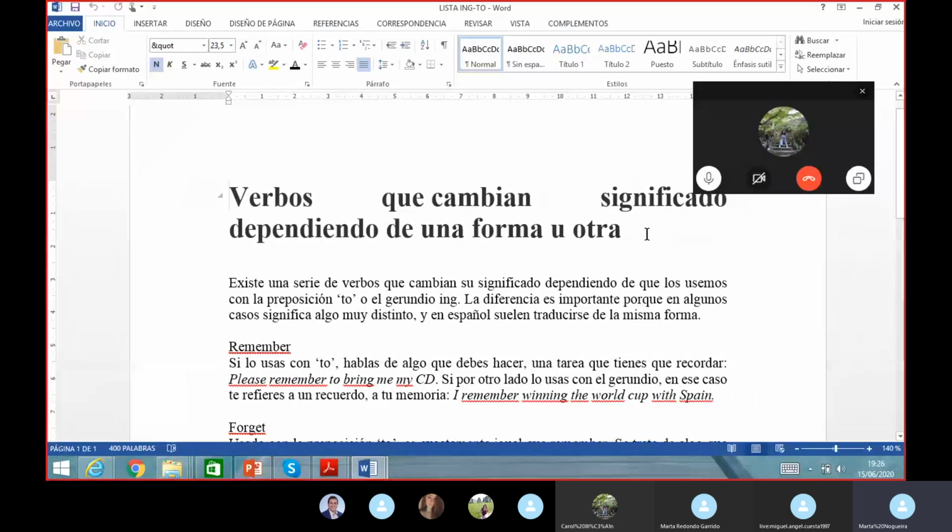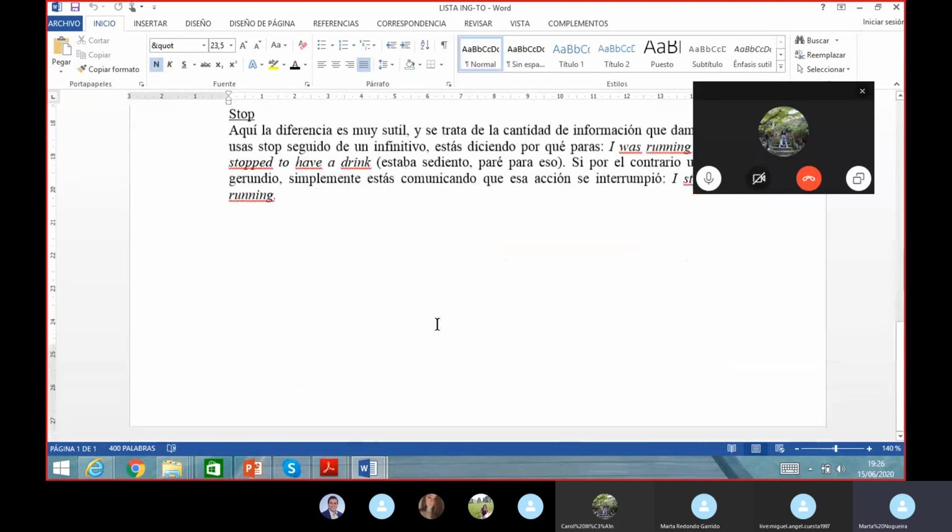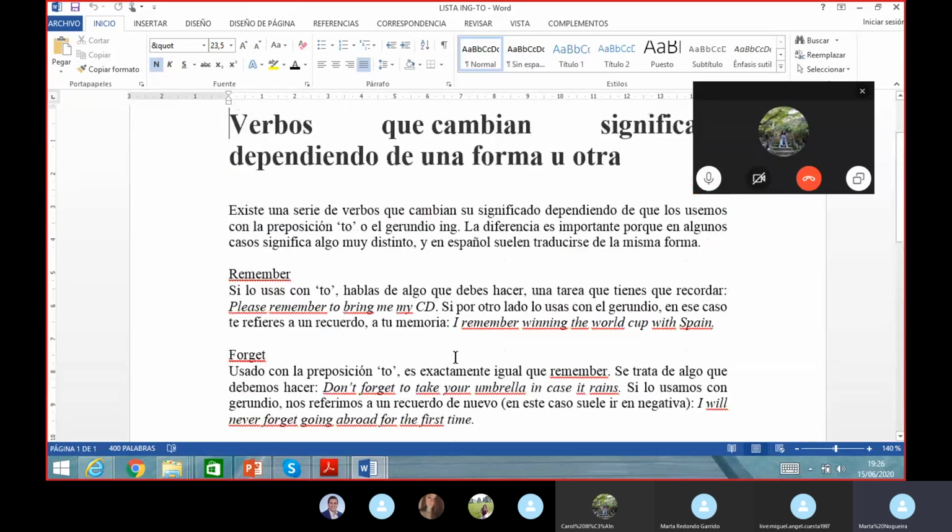Verbos que cambian su significado dependiendo de una forma u otra. Ya está, es solo esto, ¿vale? Podéis leerlo y si no, pues ahí lo tenéis. Okay, guys? So that's it.